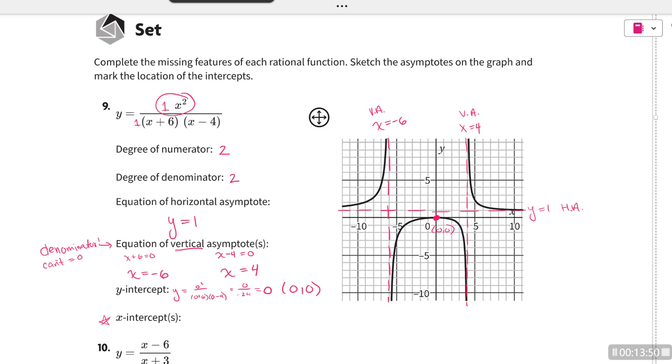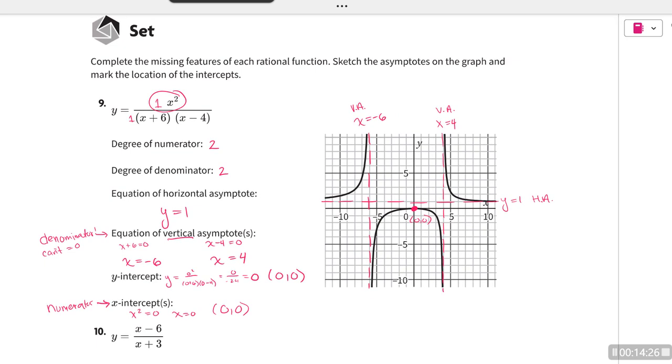Now, I kind of already started explaining the x-intercepts before, but this is where we're looking at our numerator. The only way to get a y value of 0 here is to have the top of this fraction be 0. So when we're thinking of the x-intercepts, we want to think, what would make this top 0? In this case, x equaling 0 would make the top 0, so we get an x-intercept of 0. So x and y-intercept are the same point in this problem.